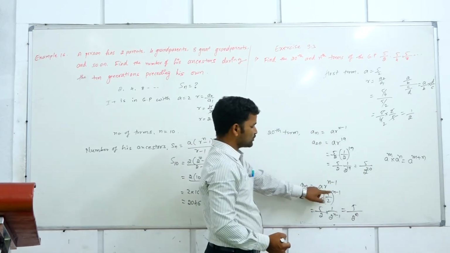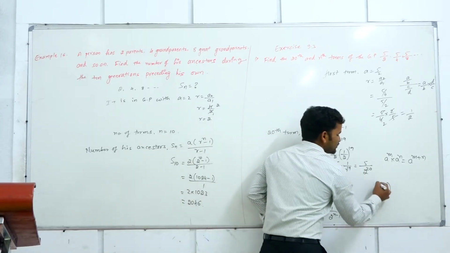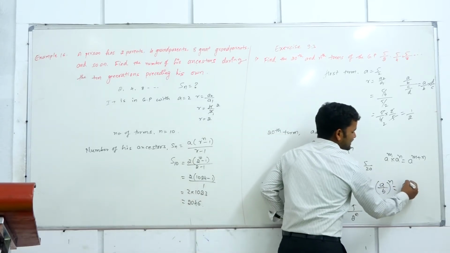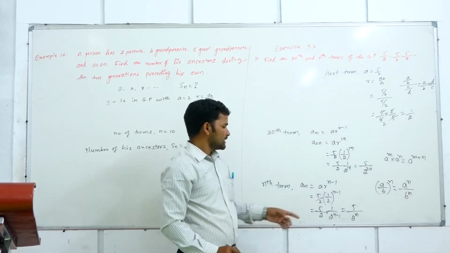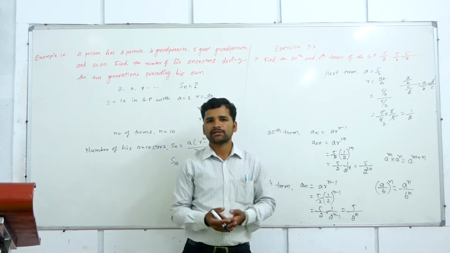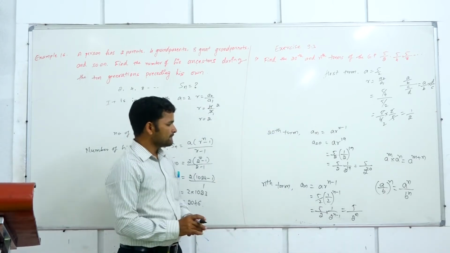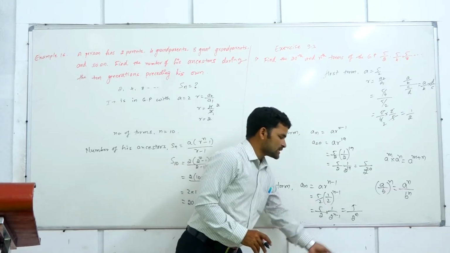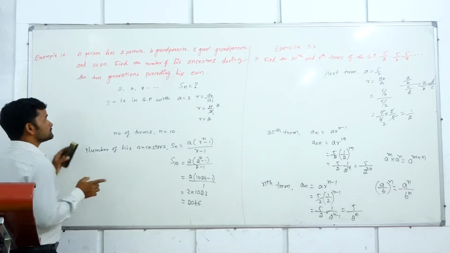Here 1 by 2 whole to the power of n minus 1 is there. It is like a by b whole to the power of n, that can be written as a to the power n by b to the power n. a to the power n means 1 to the power of n minus 1. 1 to the power of anything is 1 only again. So I have written 1 directly. Nth term of the geometric progression is 5 by 2 to the power of n.